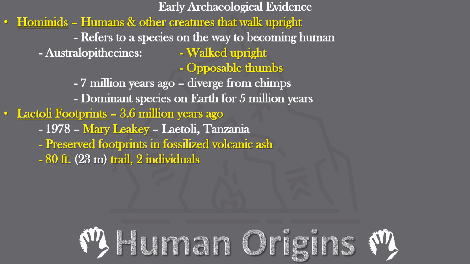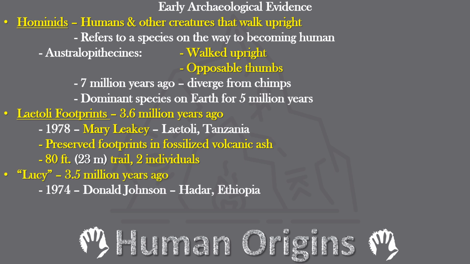But we know that one could be a male and one could be a female, right? Males tend to be bigger than females. We could have an older individual and a younger individual. You could have a mom and a dad, or an older brother and a bigger brother. We don't know the relationship between the two. We just know that they're walking along for over 80 feet, and that's confirmed.